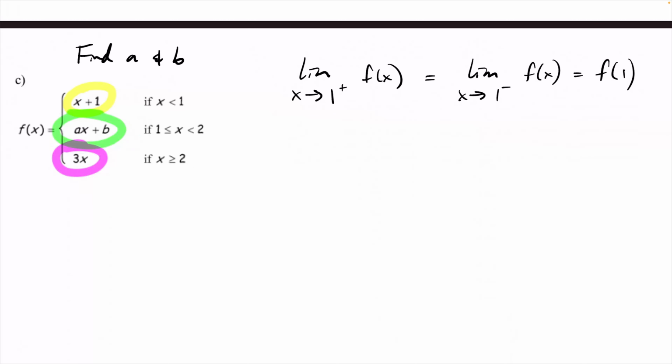So if I'm coming from the positive side of 1, I'm not at 1, right? I'm coming from over here: 4, 3, 2, getting closer and closer to 1. Which one of those would I use, the yellow, the green, or the pink, as I'm approaching 1 from the positive side?